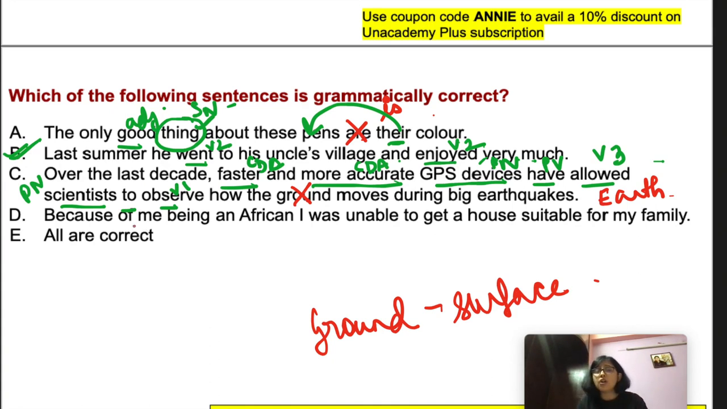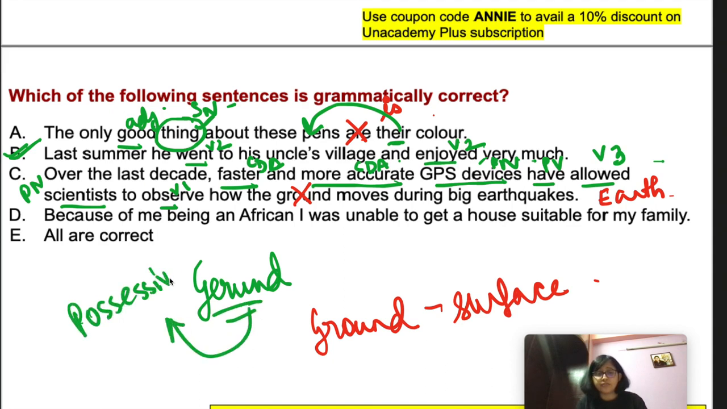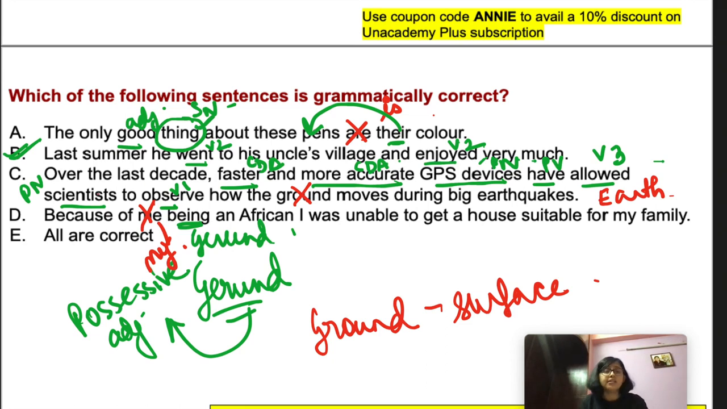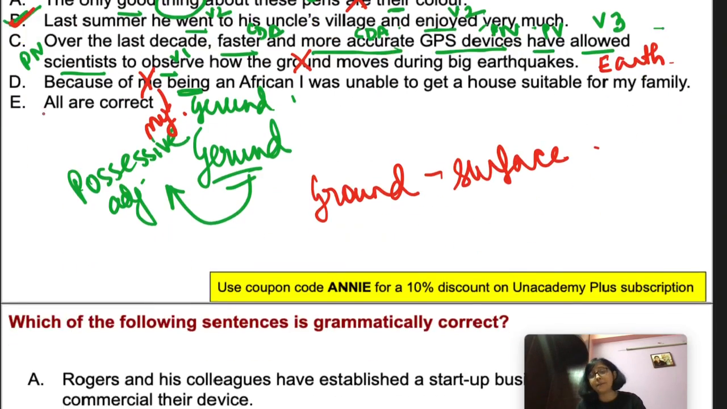Okay, the next question is, because of me being an African, I was unable to get a house suitable for my family. Now whenever there is a gerund, before a gerund you have to use a possessive adjective. So here a gerund is present, being is a gerund, so you have to use a possessive adjective. Me is incorrect. Here you have to use my, because of my being an African. So here option B is the answer. So sentence B is correct.